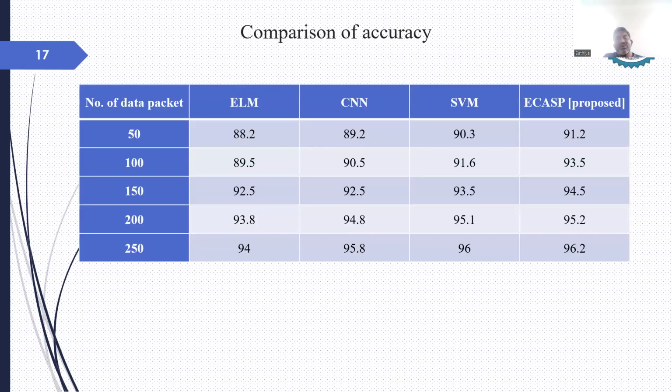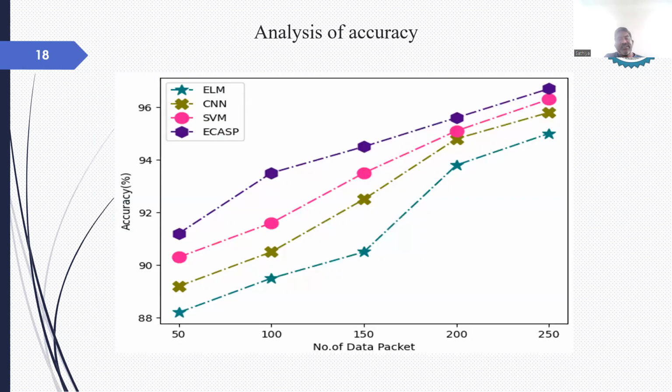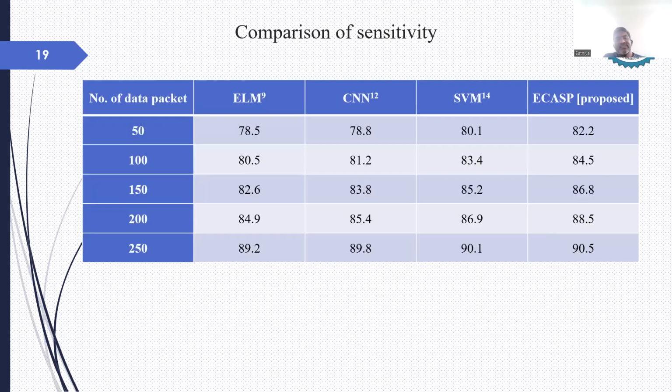And this is the overall comparison of the accuracy, showing the difference between the proposed method and the existing methods. The number of packets used here is similar. The same thing is elaborated from the graphical user interface perspective. And this is also the comparison of the sensitivity of the existing method and the proposed method, and we are able to see a significant difference here.